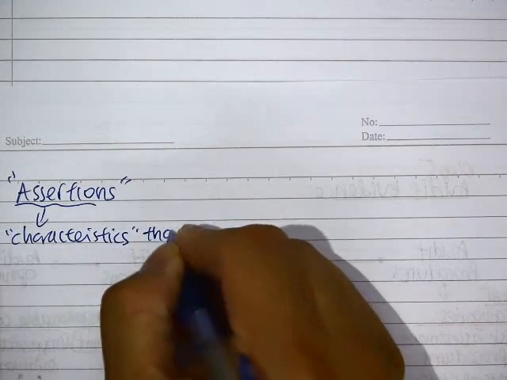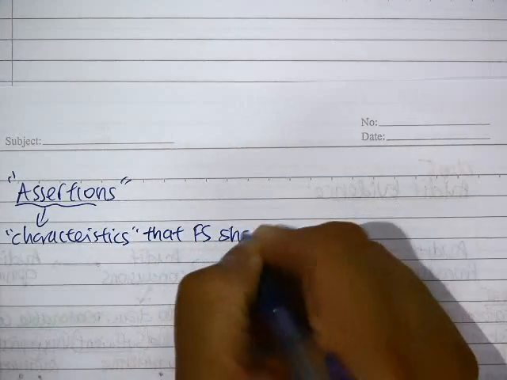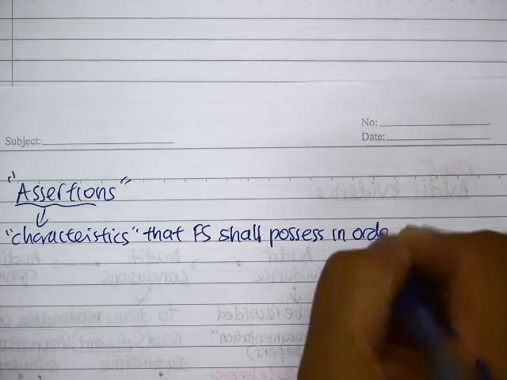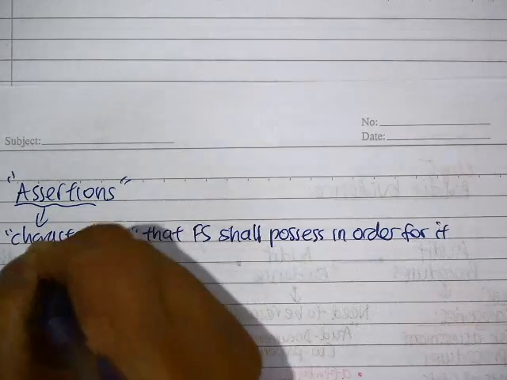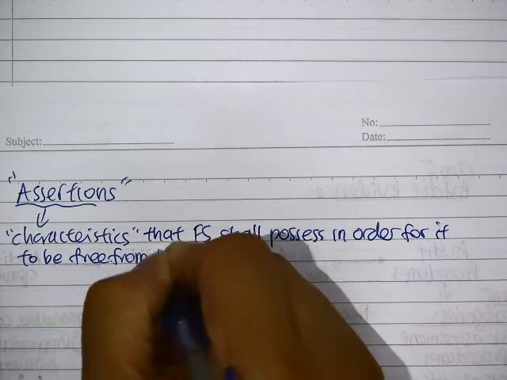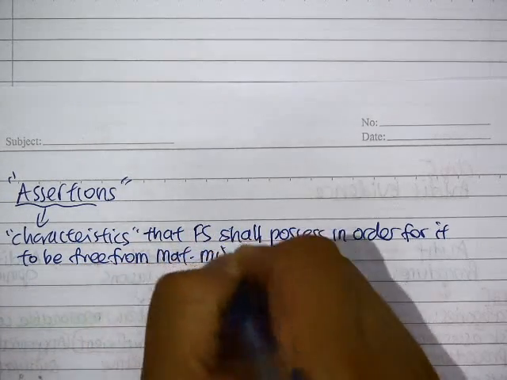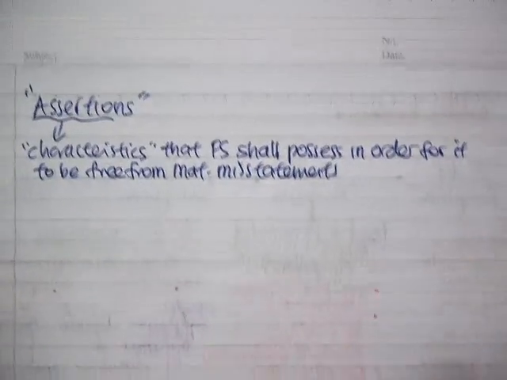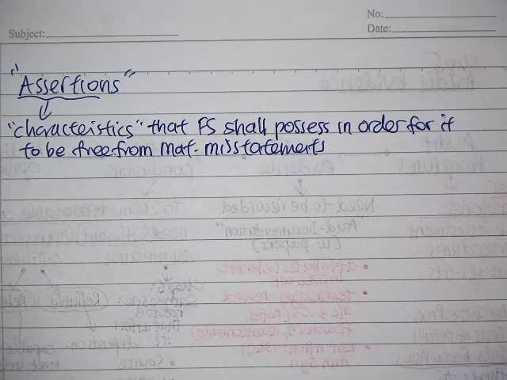So that's why it's the characteristic that the financial statement shall possess in order for it to be free from material misstatement. You need to have all these things so that you do not have material misstatement.